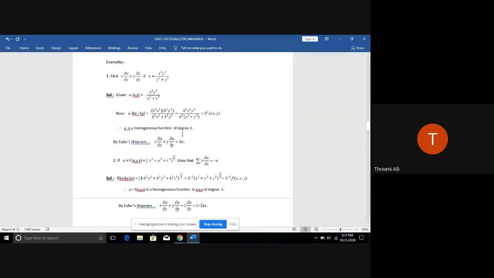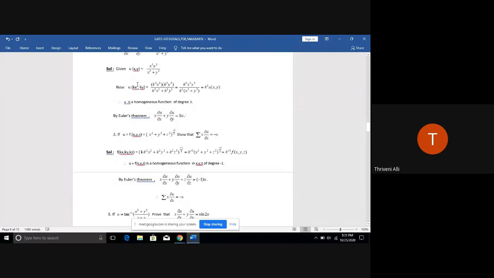So simply by Euler's theorem, we write x into ∂u/∂x plus y into ∂u/∂y equal to 3u. So that is the question. Okay, 3u is the answer.